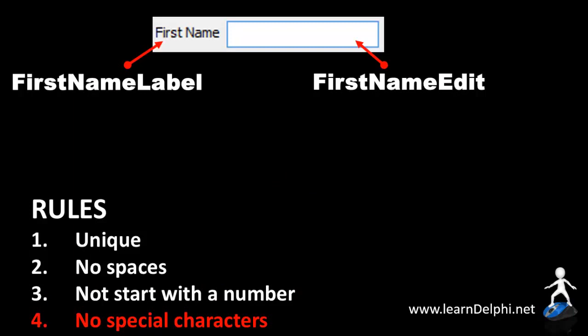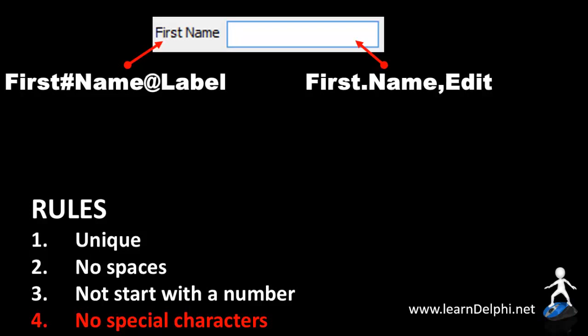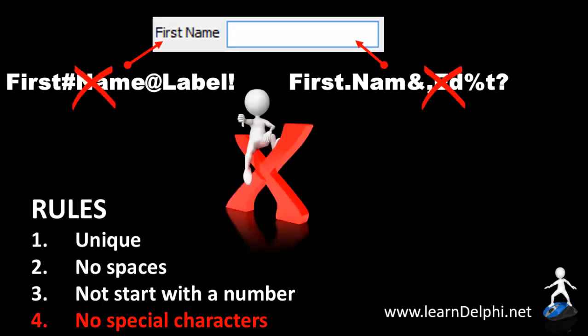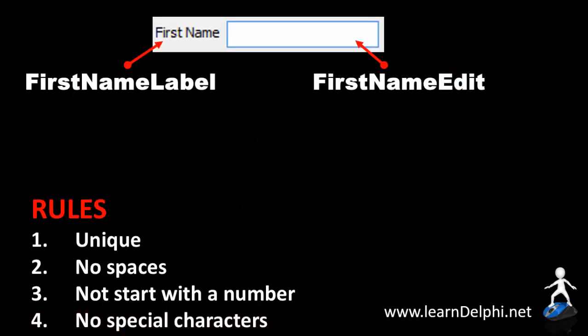The fourth rule, component names may not contain special characters or punctuation, like hashes, @ signs, dots, commas, exclamation marks, question marks, ampersands, percentages, and so on. For example, if I try to assign the names on the screen to my label and edit, Delphi will produce an error. You may use an underscore in the name to separate two words, but later in this video you will also learn that it is not necessary when you apply a proper naming convention. And that's the rules. When you violate any of these rules, you will get an error.